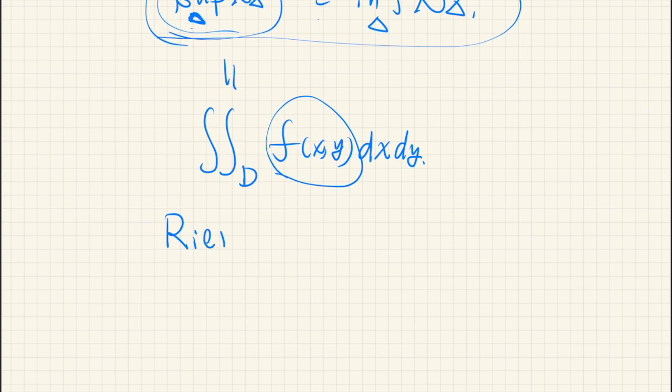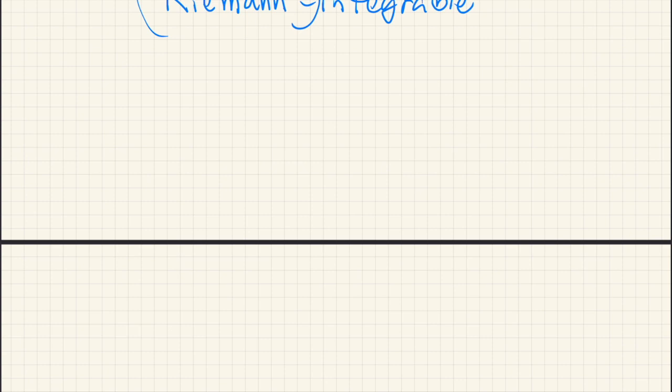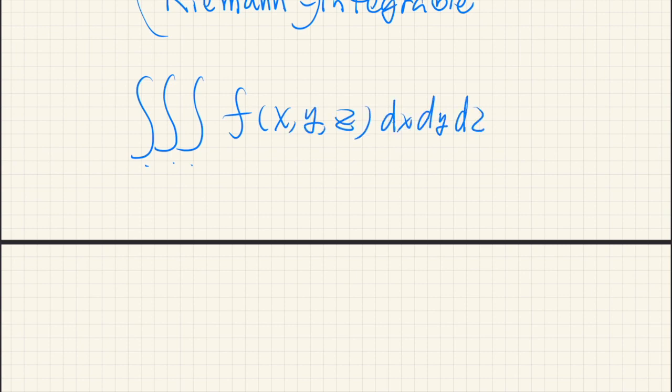So if this holds, then we say this function is Riemann integrable, or just integrable. And this has a finite value. In a similar manner, we can define the Riemann integral of trivariate functions like this one: the triple integral of f(x, y, z) dx dy dz over a closed rectangular region. Actually this is not a rectangle, but a cuboid in three-dimensional space. The idea is the same, although we cannot visualize it, because to visualize this function we need four-dimensional space, which is not possible.